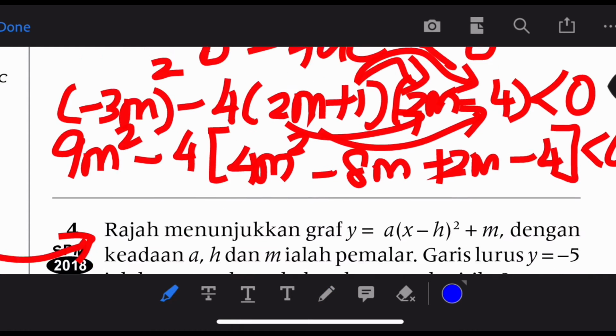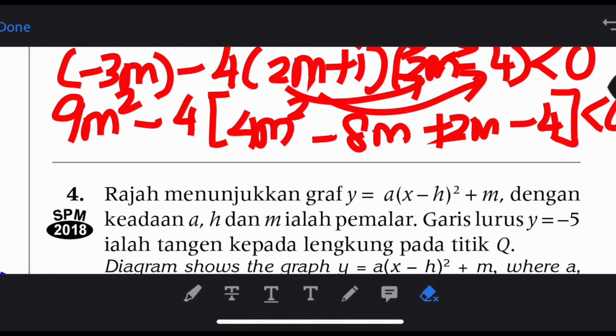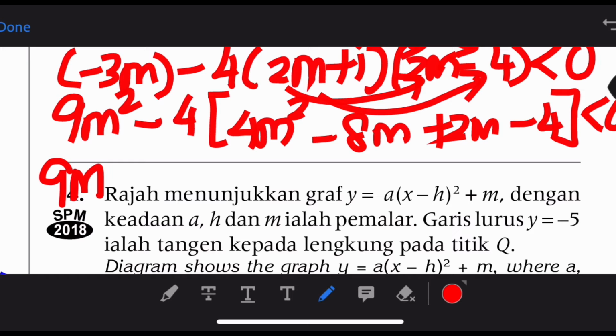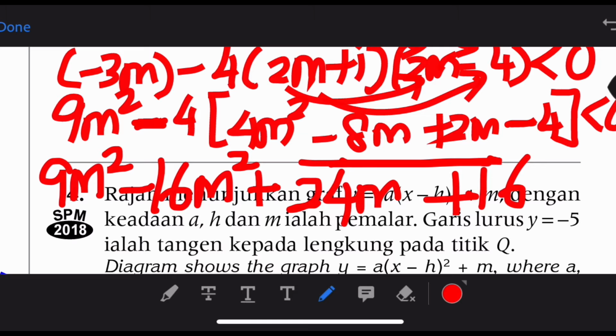Okay, so now let's simplify carefully. So we have 9m square minus 16m square, plus, we simplify, negative 8 plus 2, negative 6m. So we have negative become positive, right? This part especially be careful, double confirm. Negative 6, negative 4, positive. Then this one is negative plus 16 less than 0.